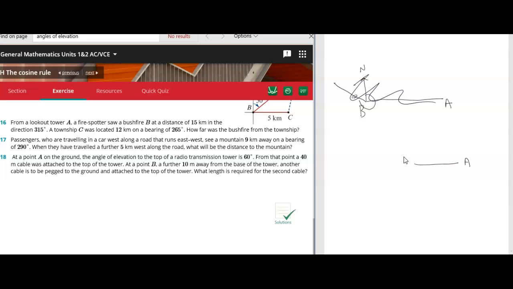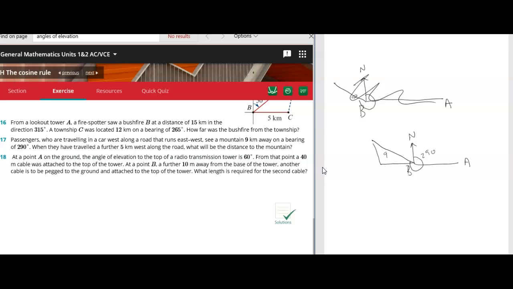Okay. A, B, there's north. And our bearing 290 is going up like that. So we see a mountain 9 kilometers away on a bearing of 290. So that's 290. They have traveled a further 5 kilometers west. So further 5 kilometers west along the road. What will be the distance to the mountain?